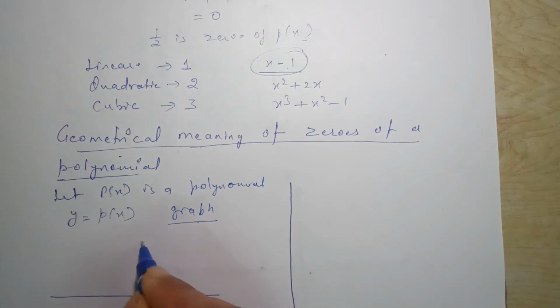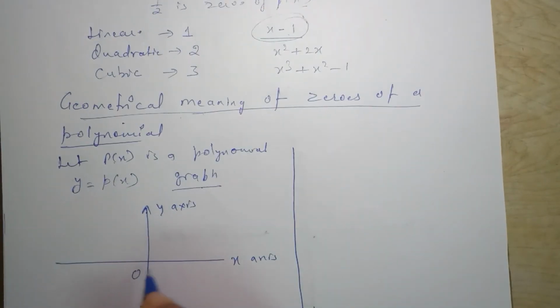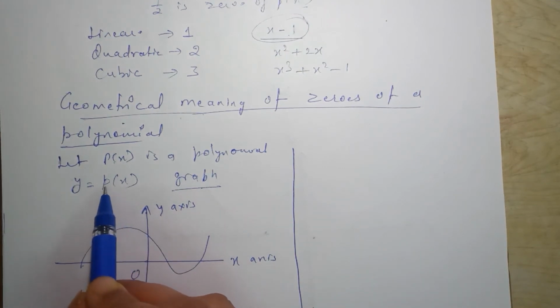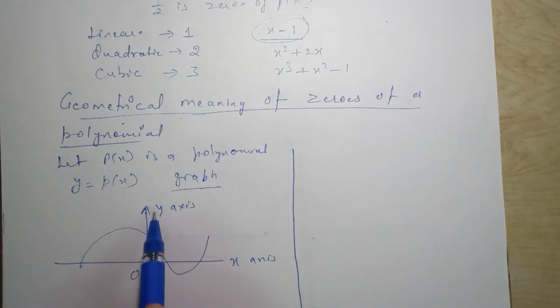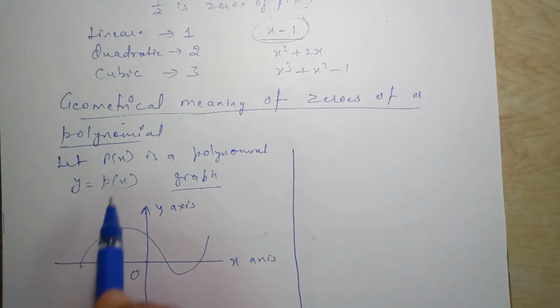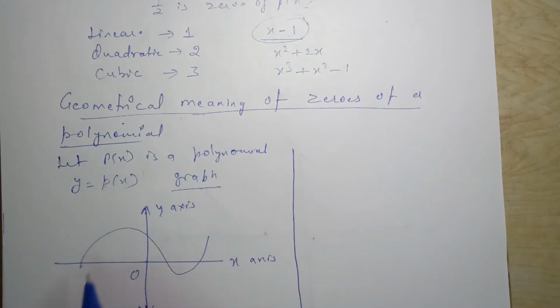So we know that the graph is like this. This is the x-axis, this is the y-axis, and this is the origin. Suppose the graph is like this. This is the graph. Now the polynomial has the variable x, and on the graph we have the x-axis and y-axis both. So this graph is represented by y equal to p(x), meaning y-axis over here, p(x) on the x-axis over here. So on the basis of this condition, we have to identify how many times it is intersecting the x-axis.